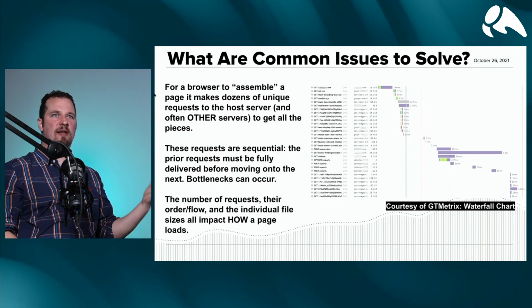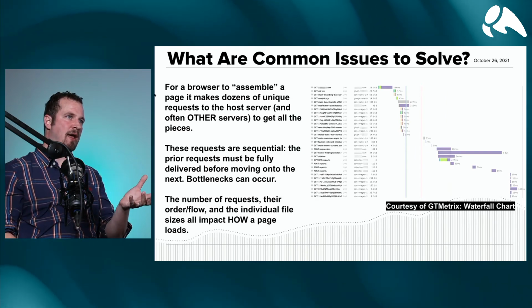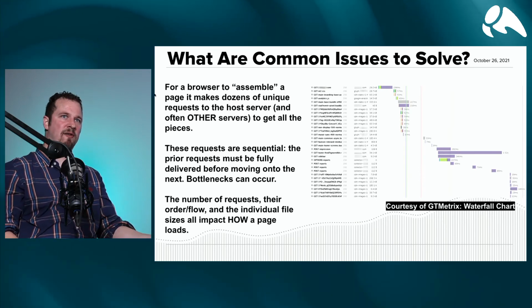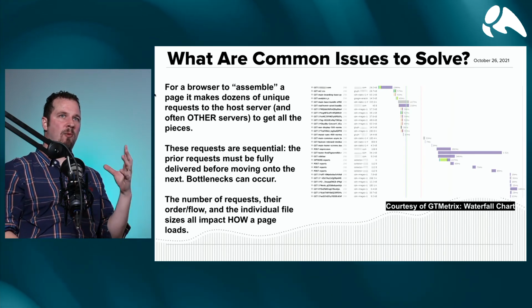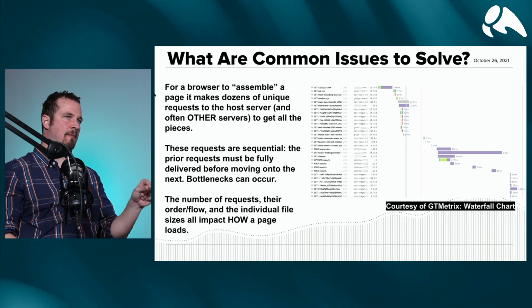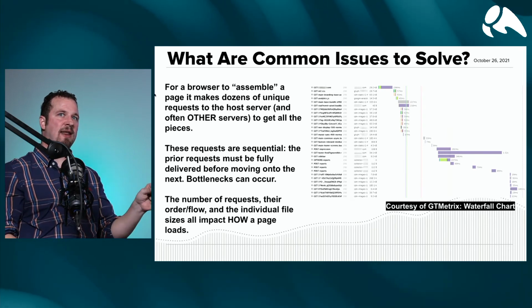The common issues to solve for are basically figuring out which pieces are big and bloaty that are typically causing bottlenecks. This is a screenshot from GTmetrix, and this is called a waterfall chart. When you're loading a web page, what you're actually doing is making a request to the server dozens to maybe over 100 different times saying, I need this piece, I need this piece, I need this piece, right?